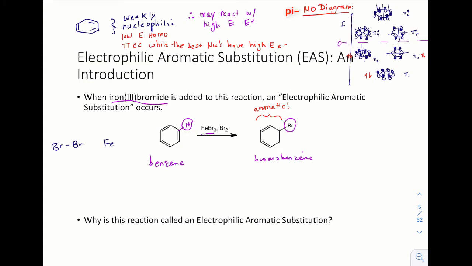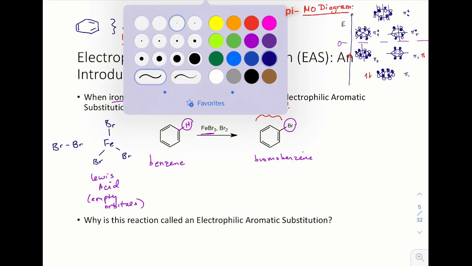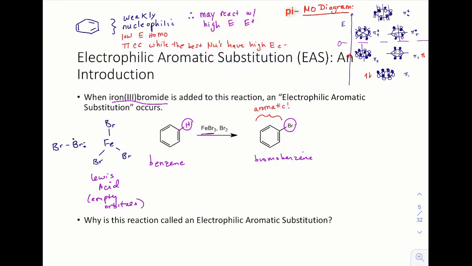Molecular bromine interacts with iron 3 bromide in the following way. Iron acts as a Lewis acid. It has empty orbitals. And those low energy empty orbitals can react with bromine. Bromine acts as a Lewis base. It has relatively high energy non-bonding lone pairs. So bromine coordinates to iron. This elementary step looks familiar to us. We've seen coordination steps before for organic substances.